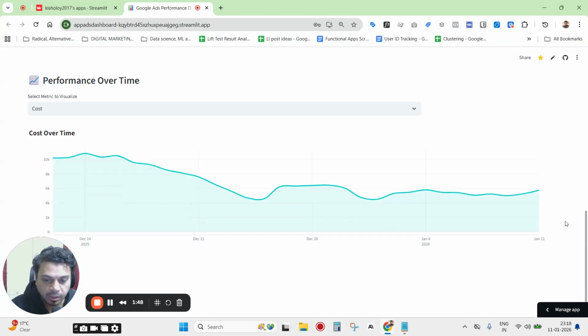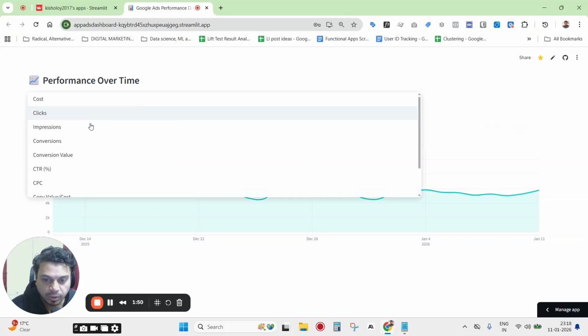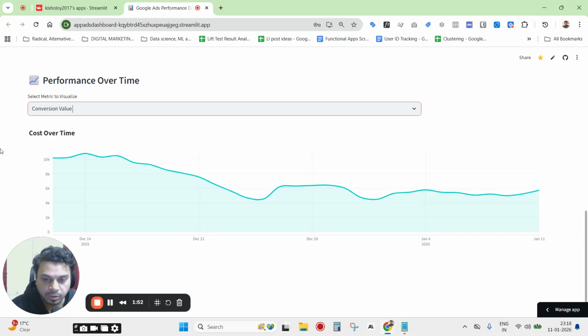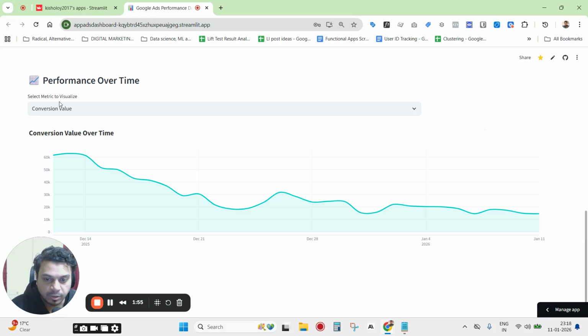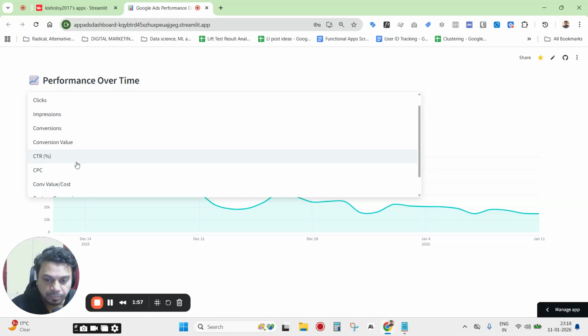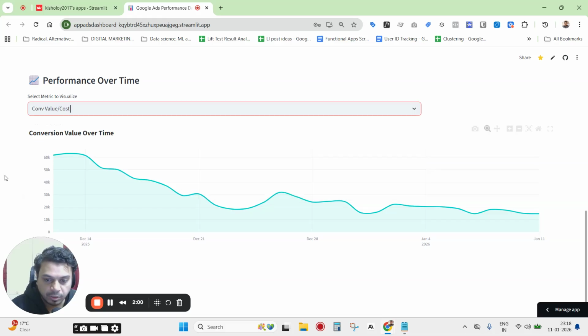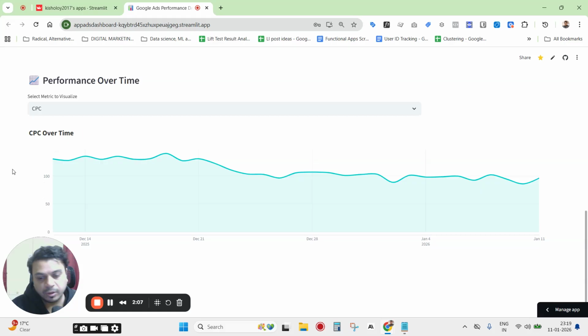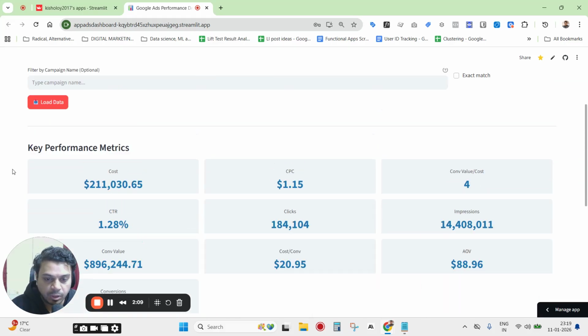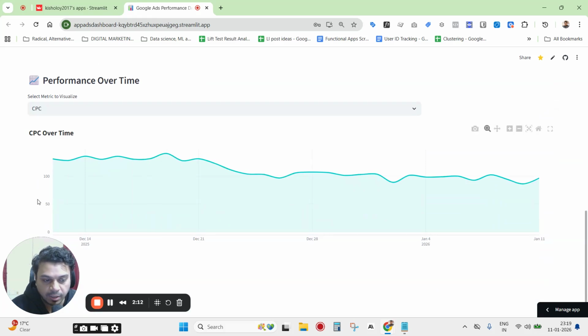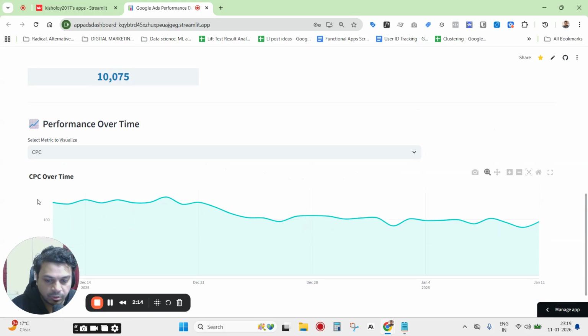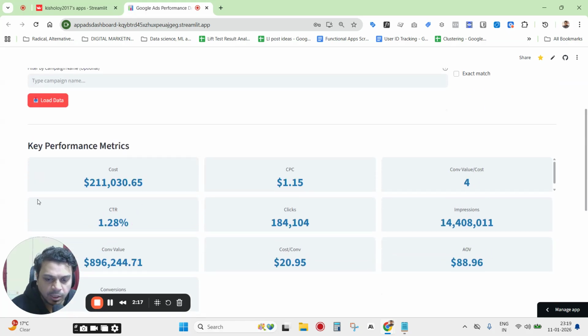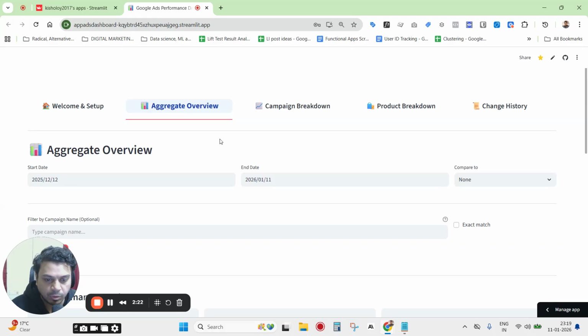And you can also see a nice little chart here. You can choose which of the variables you want to plot. So for instance, you can choose conversion value instead. You can see how ROAS has varied over time. If you are interested in CPC, for instance, you can also take a quick look here. You can see that CPC has been more or less constant. It has been slightly going down, in fact, over the last 30 days or so. So you can see, yeah, $211,000. That's the kind of spend levels we're talking about here.